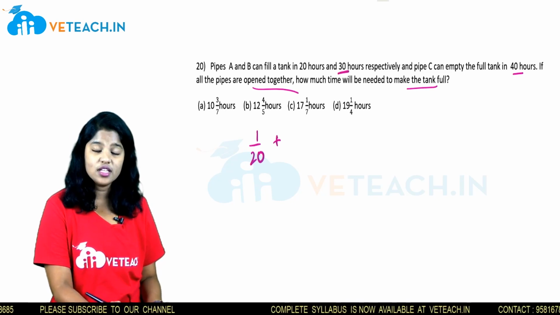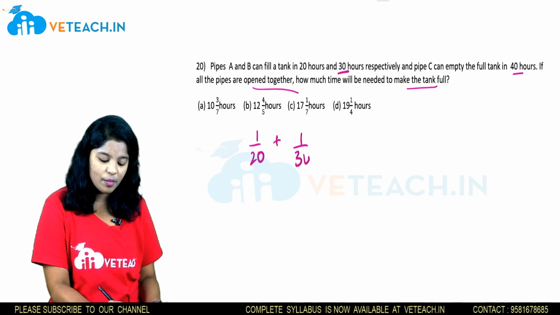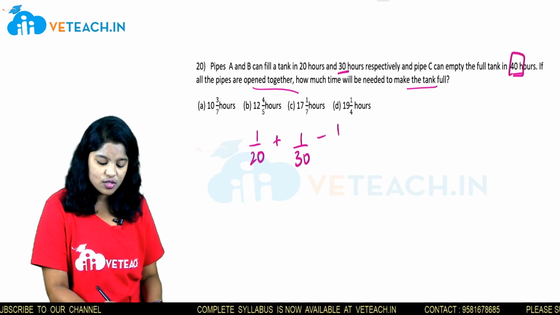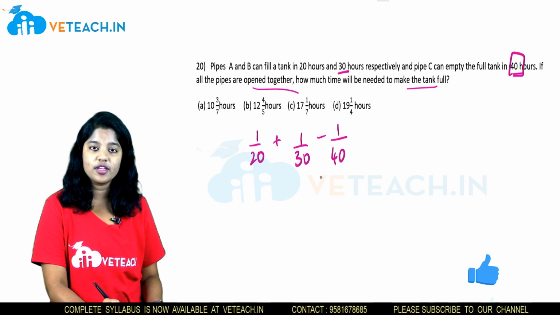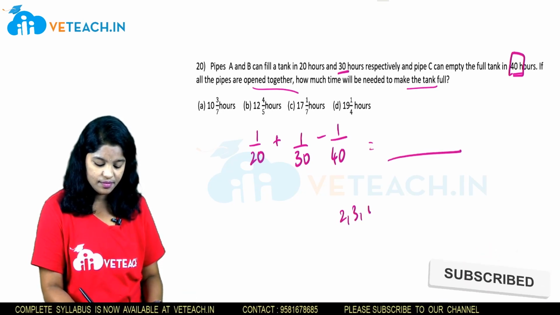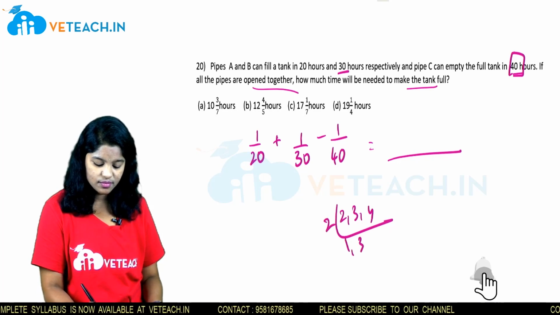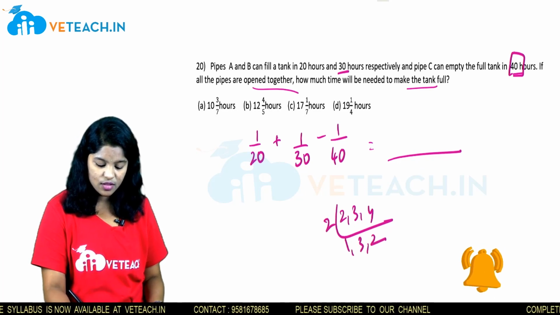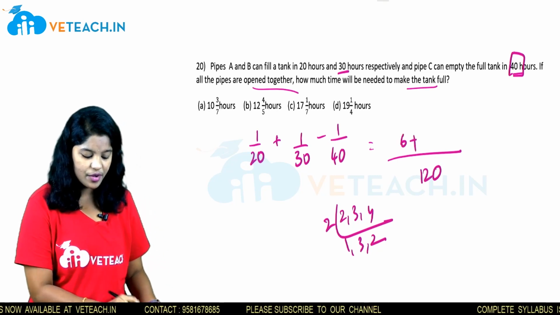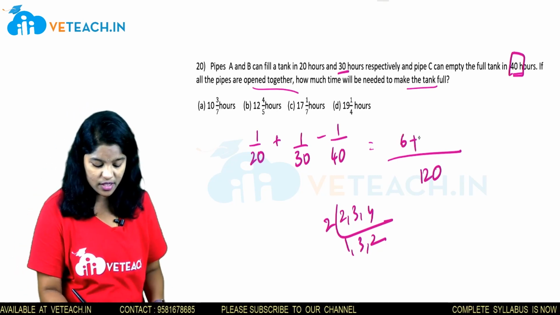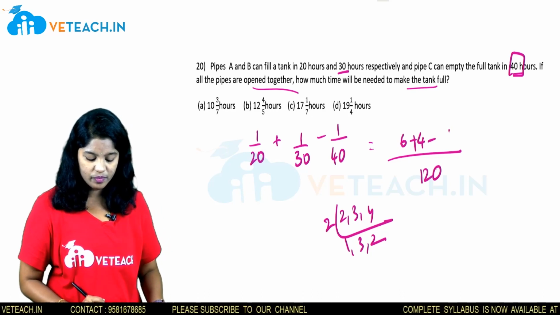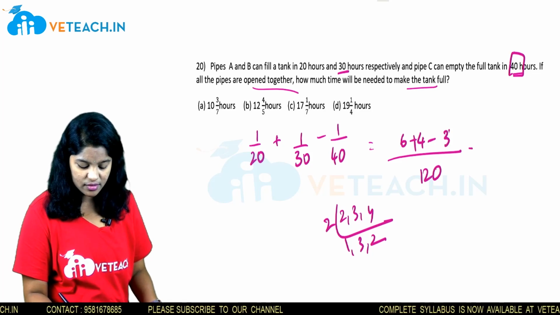Pipe B can fill in 30 hours, so in 1 hour it can fill 1 by 30th part of the tank. Pipe C will empty the tank in 40 hours, so in 1 hour it can empty 1 by 40th of the tank. So that is equal to, 120 is our LCM: 120 by 20 is 6, plus 120 by 30 is 4, minus 120 by 40, that is 3.